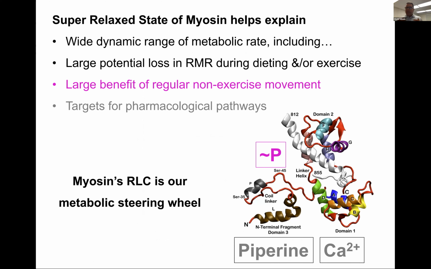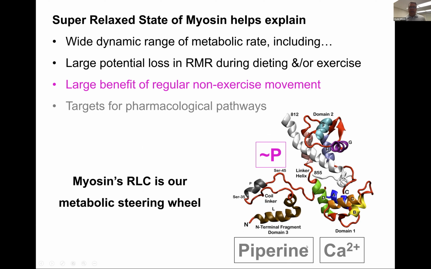And so in summary, the super-relaxed state of myosin helps explain the wide dynamic range of metabolic rate, including the large potential loss in resting metabolic rate during dieting and/or exercise, the large benefit of regular non-exercise movement throughout the day, which I highlighted here in purple, as well as the phosphorylation and very roughly where it interacts, and gives us targets for pharmacological pathways through Hipporine and also potentially through the calcium binding region, which I color-coded in gray.